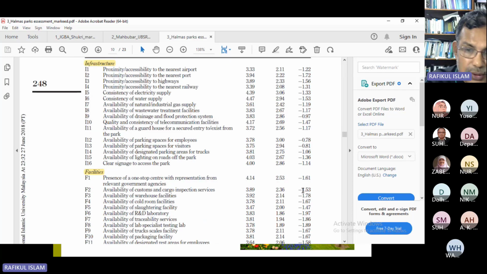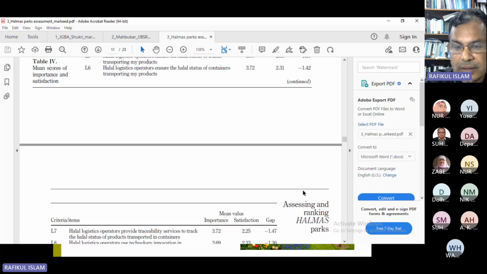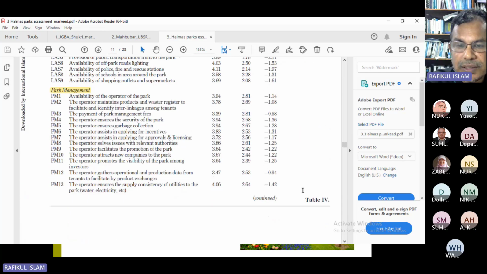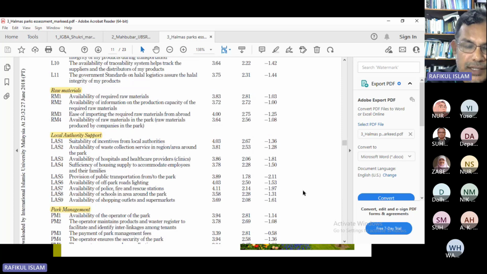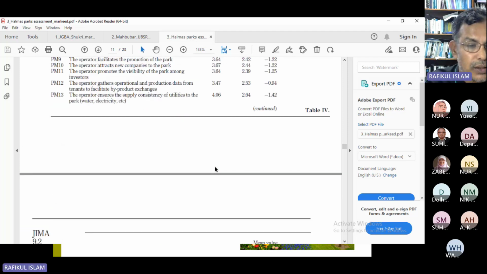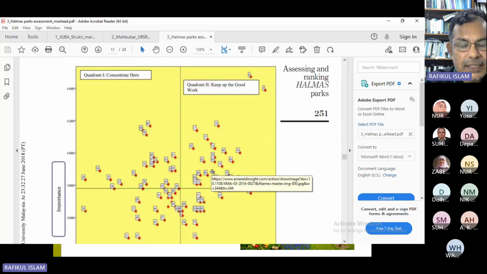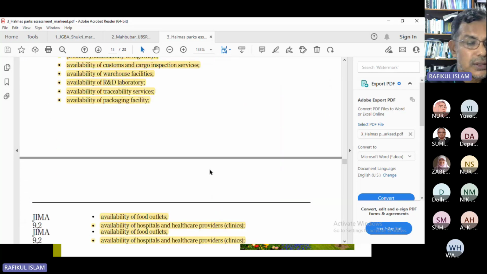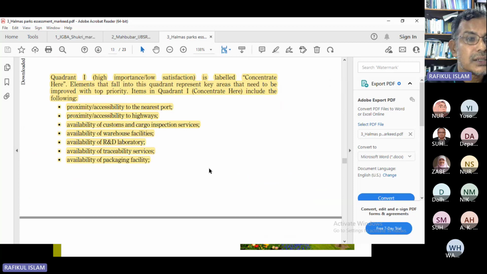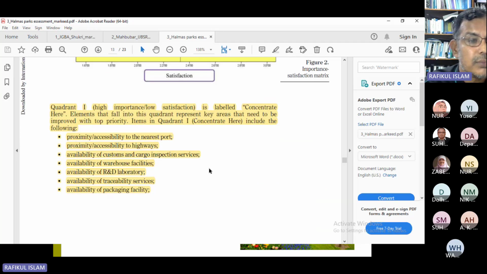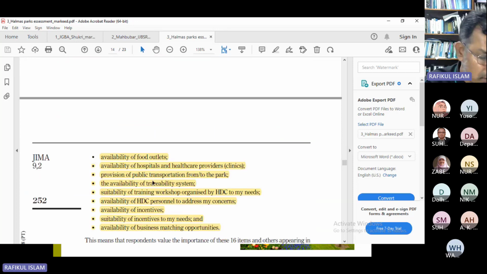All right. So you'll see all of them are negative. That means for none of the items is the satisfaction rating higher than the importance rating. So it's quite long, and this is the importance-performance map. Let's go for one more. These are the items. Quadrant 1: high importance, low satisfaction. So these are the items for hallmark parks.